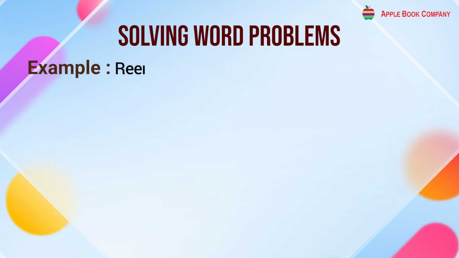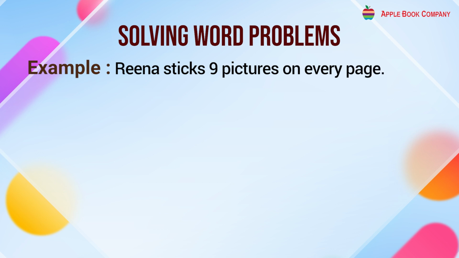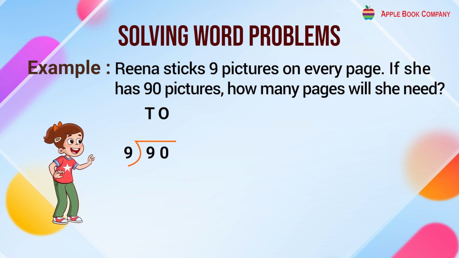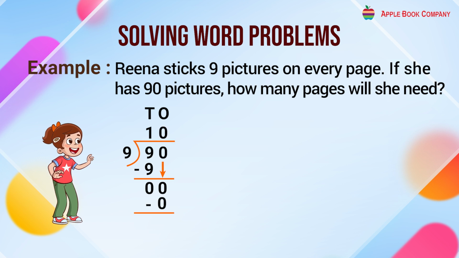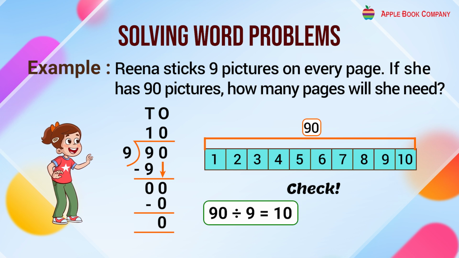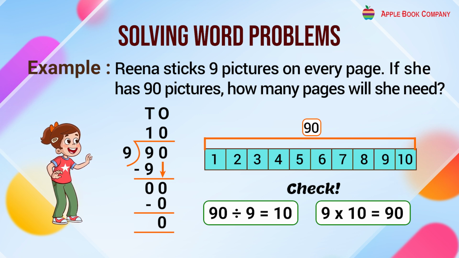For example, Reena sticks 9 pictures on every page. If she has 90 pictures, how many pages will she need? So 90 divided by 9. So coming to tens place, 9 ones are 9. I've got 0 as a remainder. So 0 brought down. Again 9 zeros are 0. So remainder is 0. So what is the quotient? 10. Reena will need 10 pages to paste 90 pictures. Check. How do you cross check? If 90 divided by 9 is equal to 10, then 9 multiplied by 10 should be equal to 90. So the answer is correct.